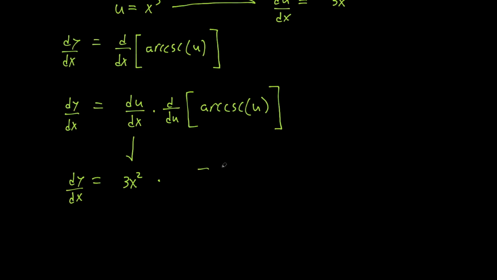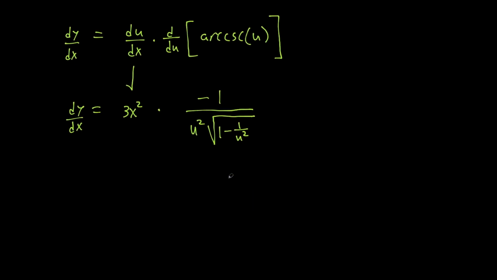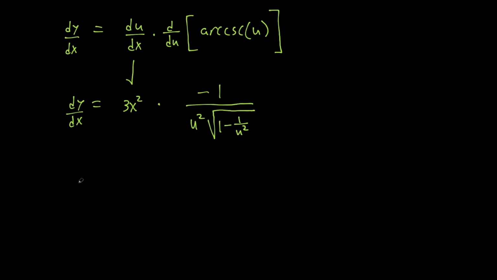We already worked that out in the main derivation video for arc cosecant. The derivative is equal to -1 over u squared times the square root of 1 minus 1 over u squared. And we know from up top that u equals x to the third, so let's replace all of those u values with x to the third.